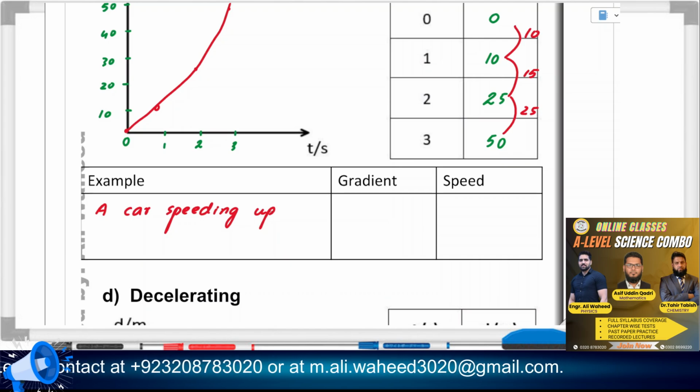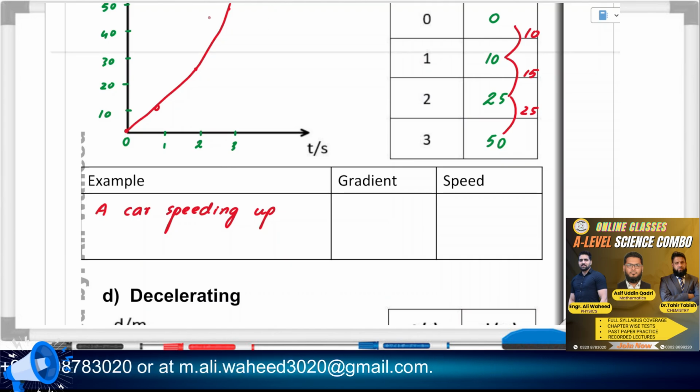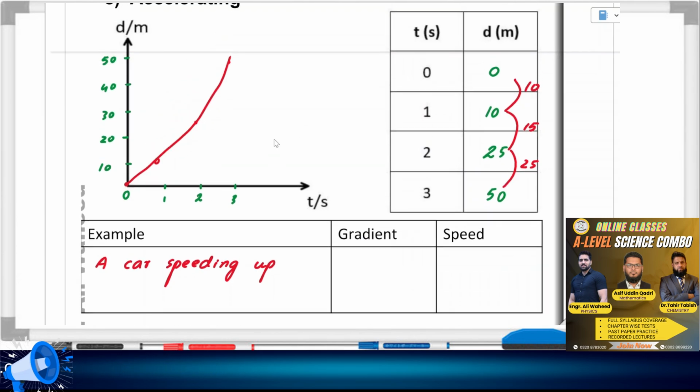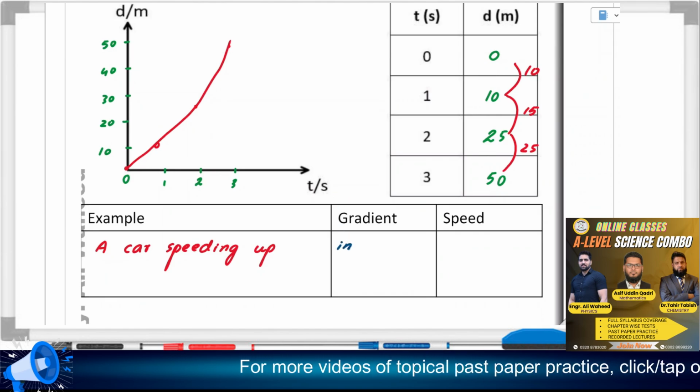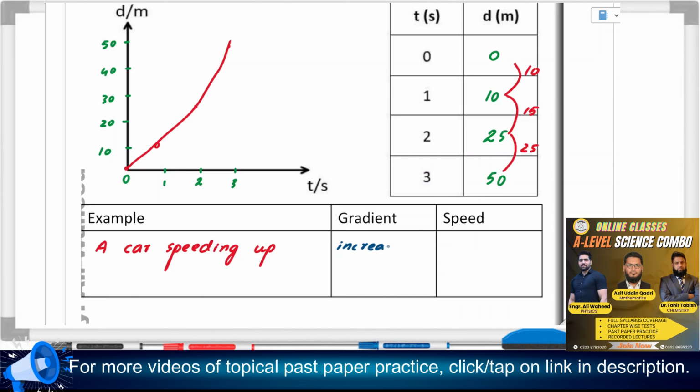So what about the gradient? What is our comment on the gradient? Is the gradient constant? No, sir, it's increasing. Okay, very good. It's not a straight line, so the gradient is not constant. Matter of fact, the gradient is increasing.